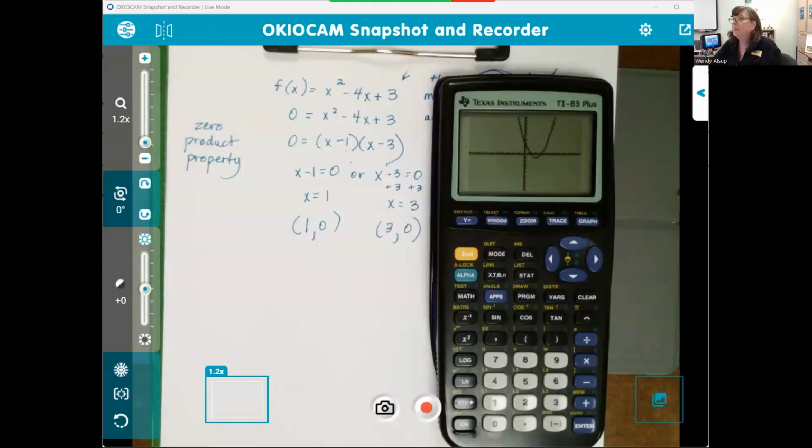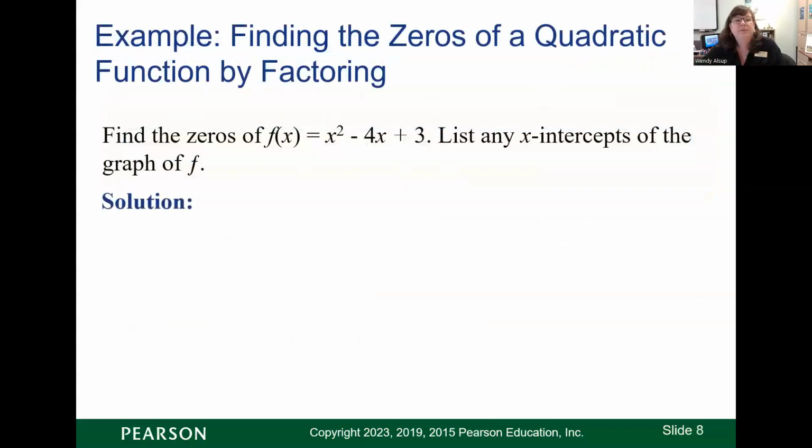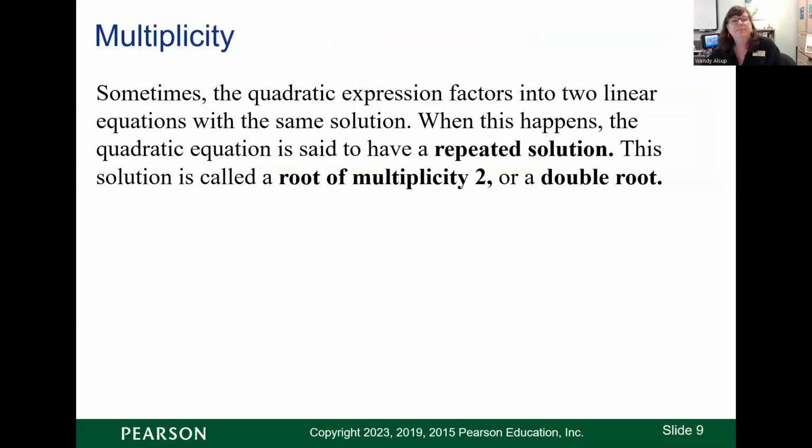All righty. Now back to our PowerPoint slides. Let's see what else we need to do here. All right, so we did this one. Sometimes you can have a quadratic equation that when you solve it, it's going to have a repeated solution, okay? And when we have a repeated solution, we call it a root of multiplicity 2.